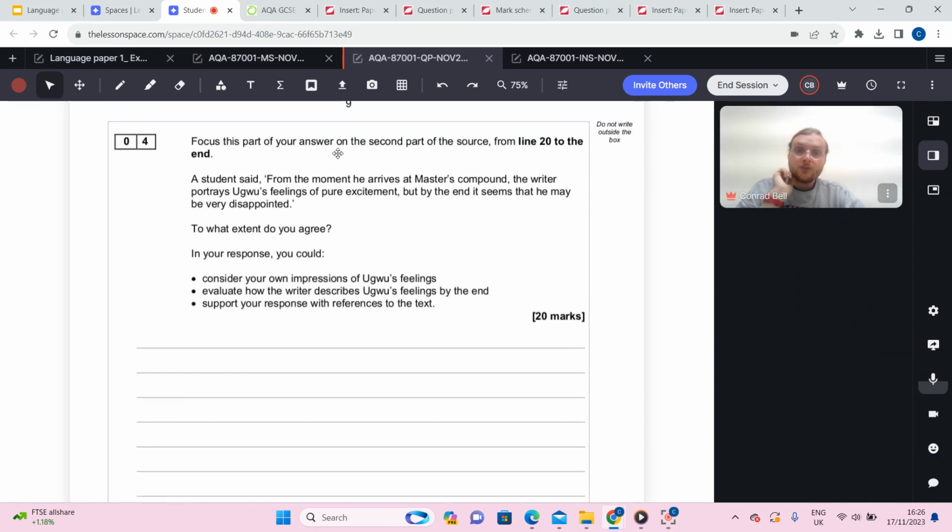Also, it says focus on the latter part of your source, but if you're talking about structure and you want to talk about how that's changed throughout, then you can talk about the source as a whole. But what I would say is if you are quoting, only quote from lines 20 to the end, because that's the bit I want you to focus on.